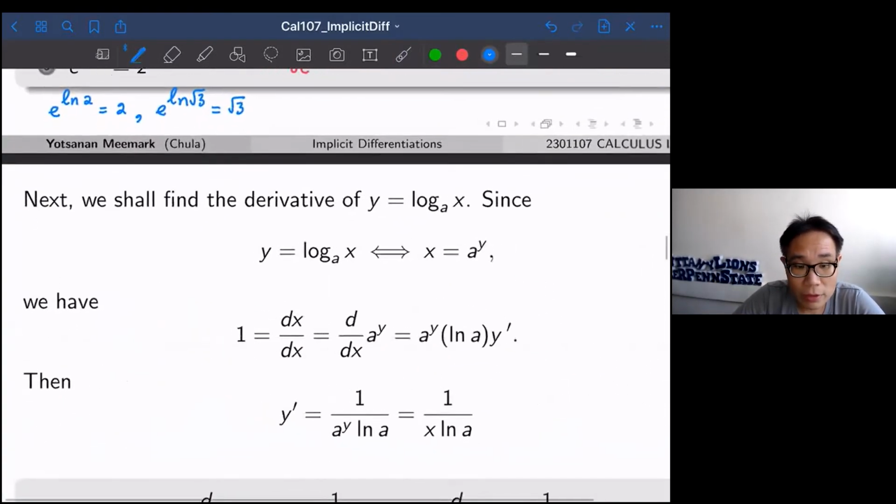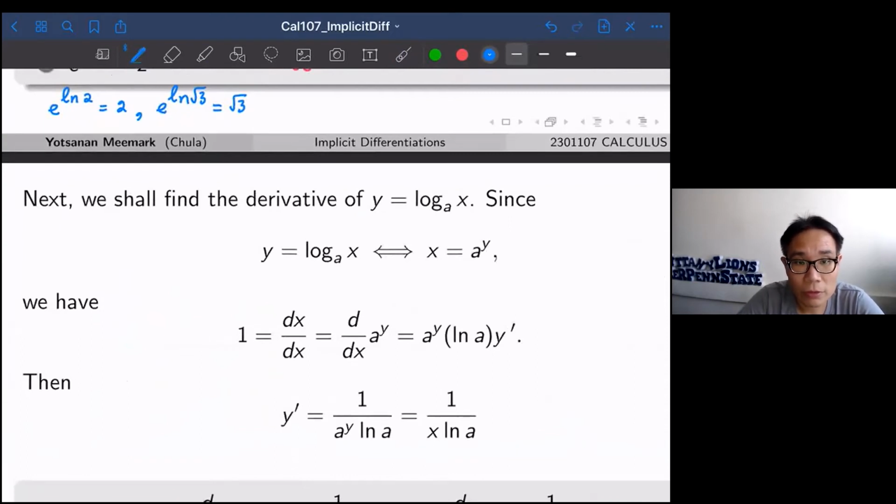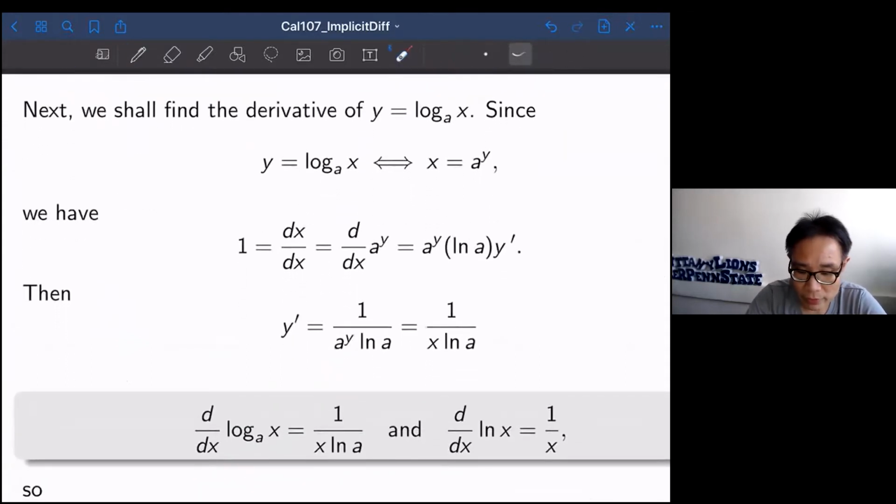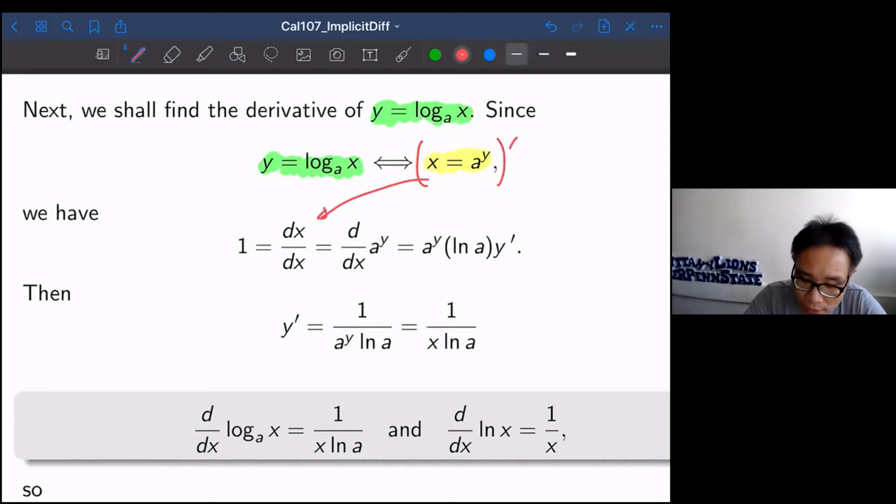The next one, we're gonna find the derivative of the log function. So we will find the derivative of y equal to log x base a. So we want the derivative of this function y equal to log x base a. We use implicit differentiation again. We have y equal to log x base a, which can be written as x equal to a to the y, and then you're gonna differentiate both sides. So you would get what? You would get dx/dx equal to 1 for the left side, and you're gonna get dx of a to the y for the right side.